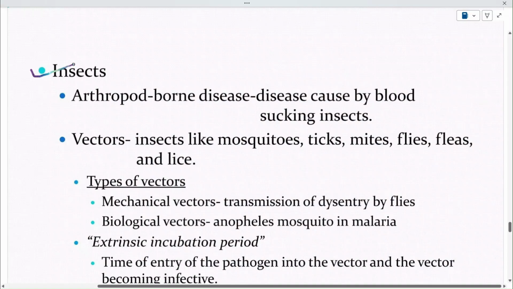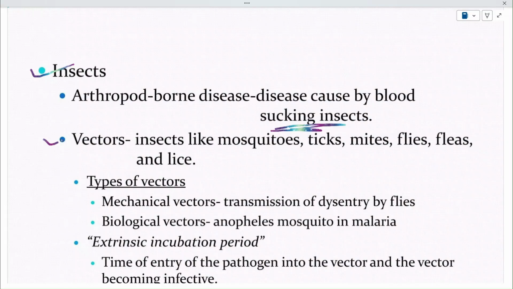So next we can see insects. Arthropod-borne disease, a disease caused by blood-sucking insects. Vectors, insects like mosquitoes, ticks, mites, flies, fleas, and lice. So these are the common vectors which can transmit disease from one person to another person. Types of vector, mechanical vectors and biological vectors. First we can see mechanical vectors, transmission of dysentery by flies. So dysentery transmitted by flies is known as a mechanical vector. Biological vector is nothing but the anopheles mosquito in malaria. The anopheles mosquito is a female mosquito that causes infection to the human by sucking blood.